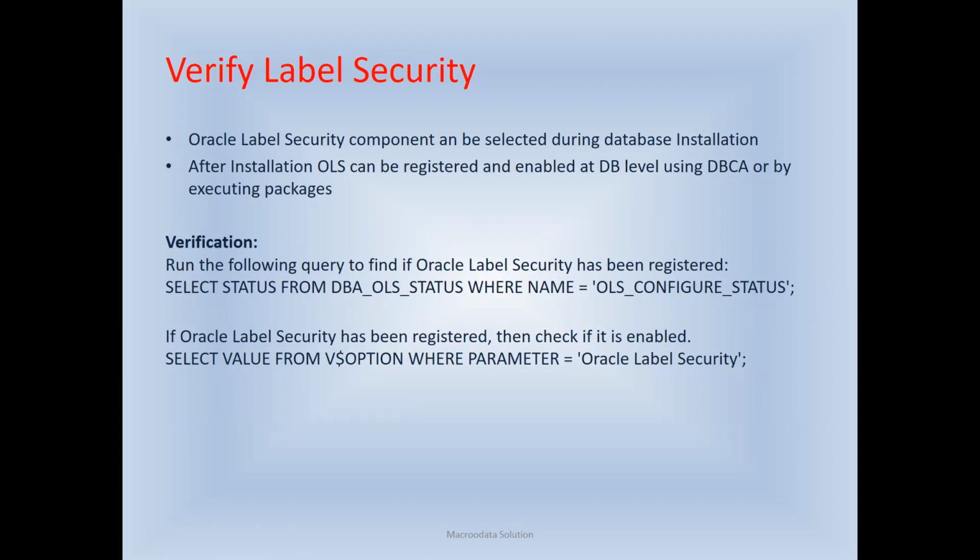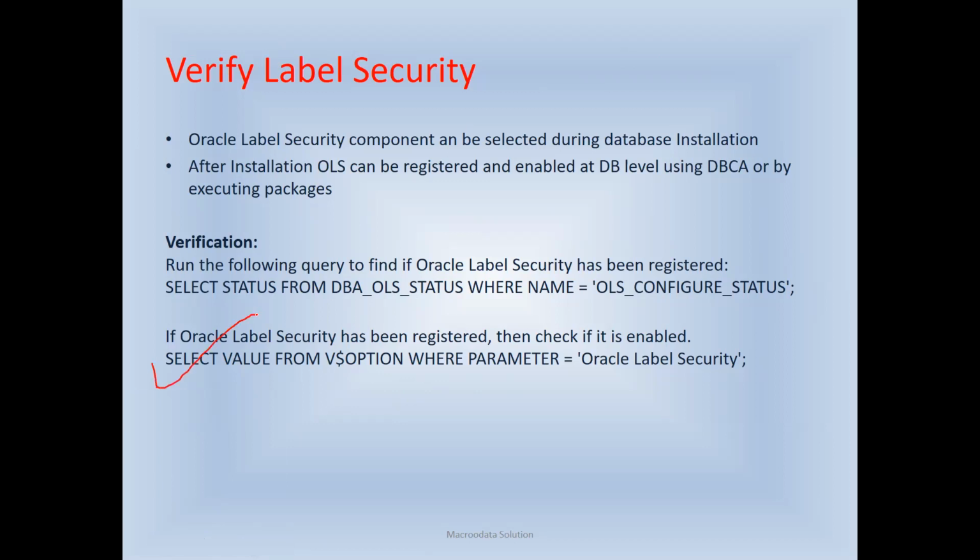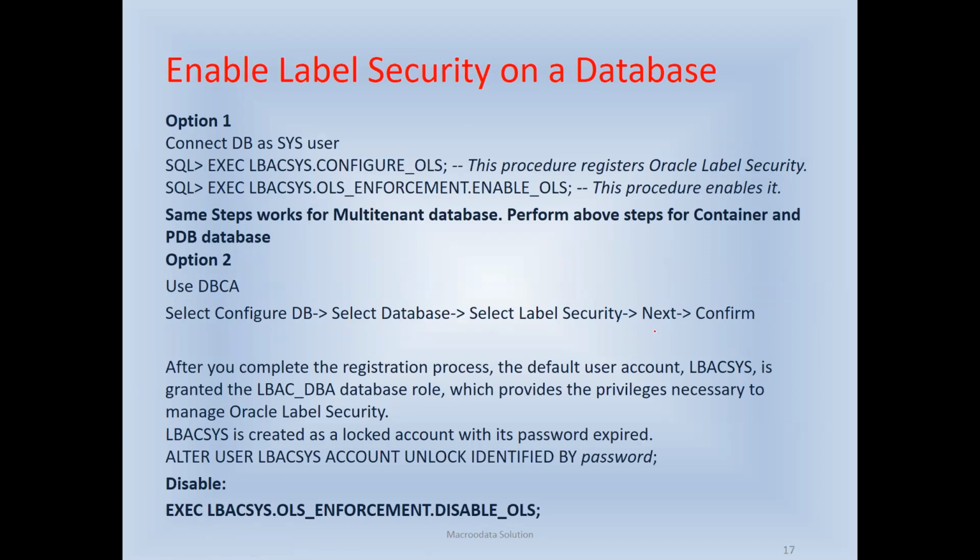You can check this component from this select value from $V option. I'll go through the practical and show you the machine as well, just quickly, how it is done. This is the command you can use to check whether label security is enabled or not. If it is not enabled, then you have to execute these two scripts to enable it.